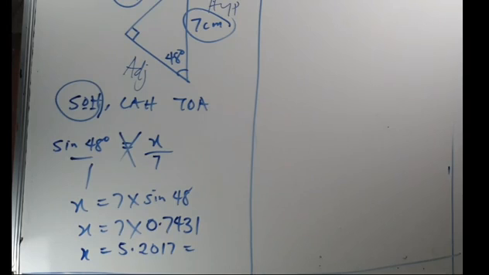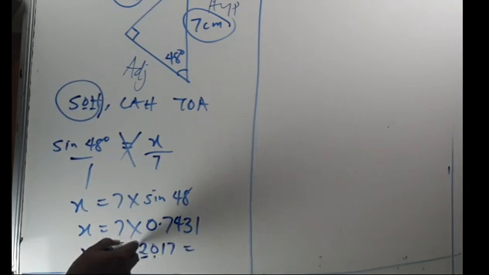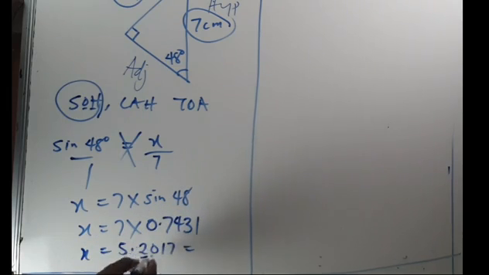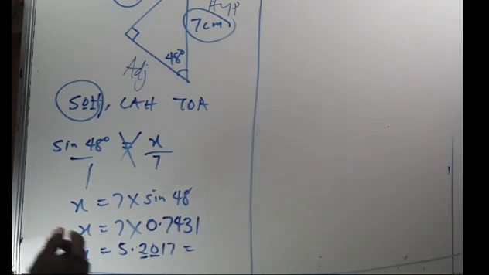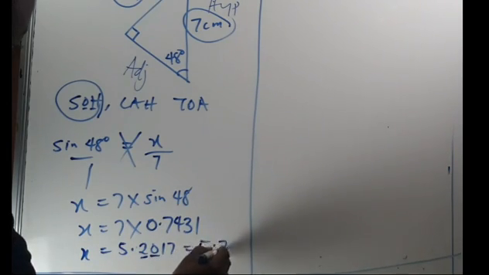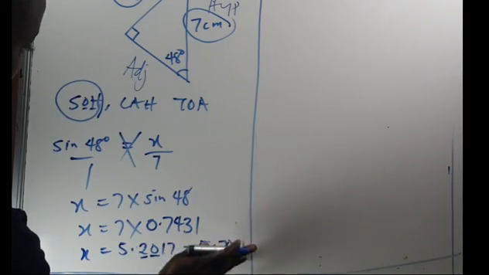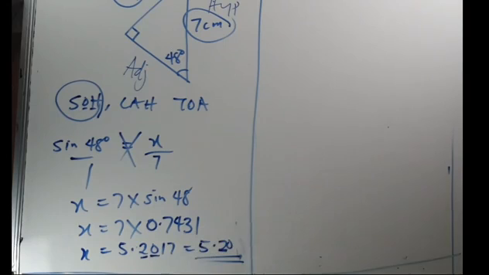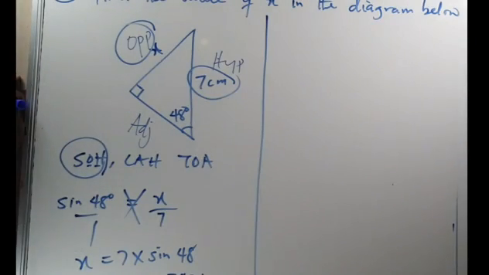So now it depends on the question, if the question asks to express it to 1 dp, 2 dp, or 3 dp. So to 1 dp we stop at 2. We look at the next digit, which is 0. If it is 5 and above, we add 1 to 2. But if it is less than 5, we add nothing to 2. So if it is 2 dp, we stop at 0. Then the next digit, which is 1, is less than 5 again. So let's stop at 2 dp. So that gives us 5.20. That's the answer.